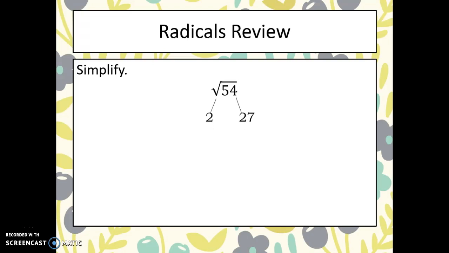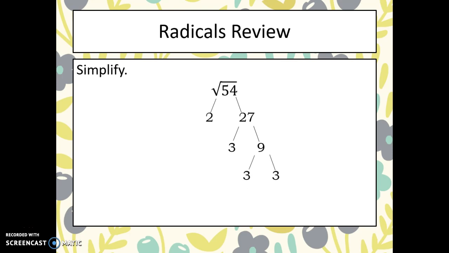So say we have the square root of 54. Remember, we break that down into two numbers that multiply to 54. So I picked 2 times 27. You could have picked 6 times 9, or you could have picked 18 times 3. Doesn't matter what you start with, but then you have to break it down further if it can break down. So 2 is prime, but 27 I can break down. I chose 3 times 9. And then 9 we have to break down to 3 times 3.